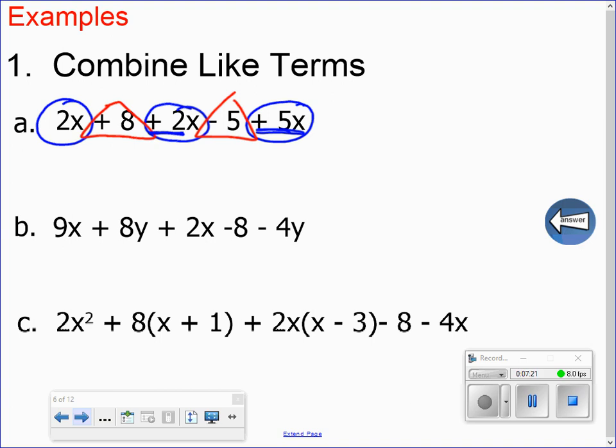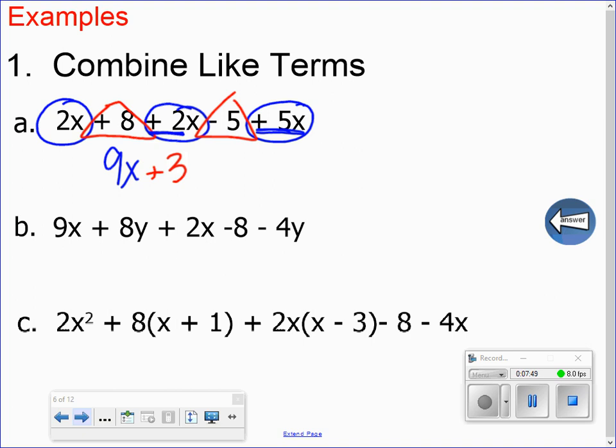So we have 2x plus 2x plus 5x. So 2x plus 2x, that's 4x, and 4x plus 5x is 9x. Then we look at our constants. Okay, we have plus 8 minus 5. 8 minus 5 is 3. So we have a positive 3. So the simplified expression here would be 9x plus 3.